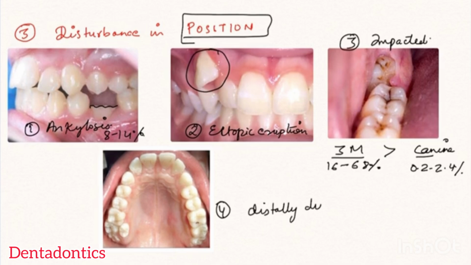Then fourth is the distally displaced premolar. As you can see, the premolar has displaced distally and it is displaced near the last molar. This also shows the delayed eruption of the tooth.